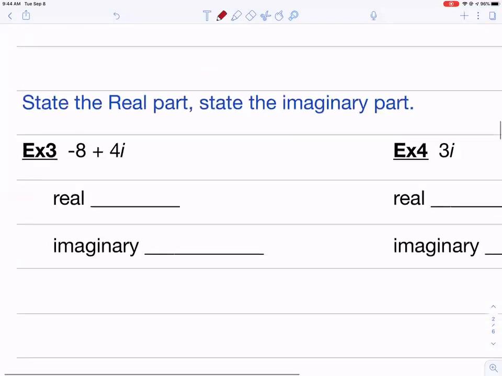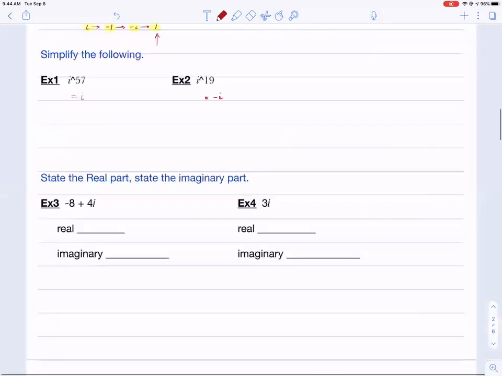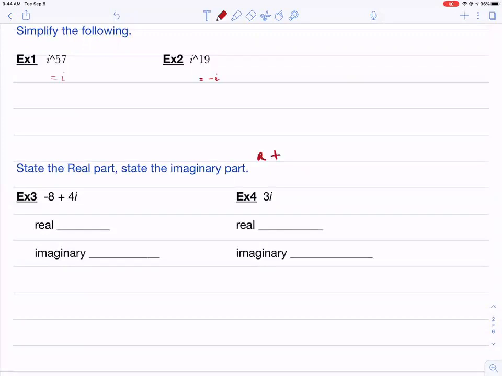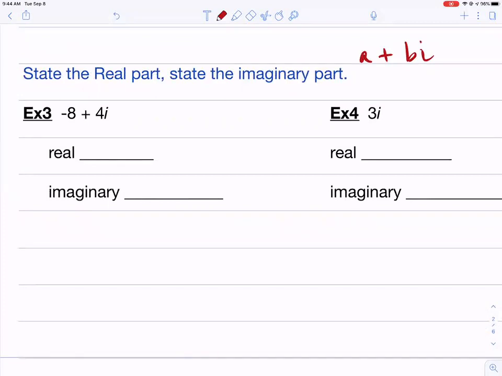Do you guys remember what the standard way to write a complex number is? Very good, a plus bi. And this question is asking for the real part or the imaginary part. In my standard form, what is the real part? a. And what's the imaginary part? Is it b or is it bi? It's only b. If you forgot that, maybe go back and look at that part of the video. The imaginary part is only the b part.